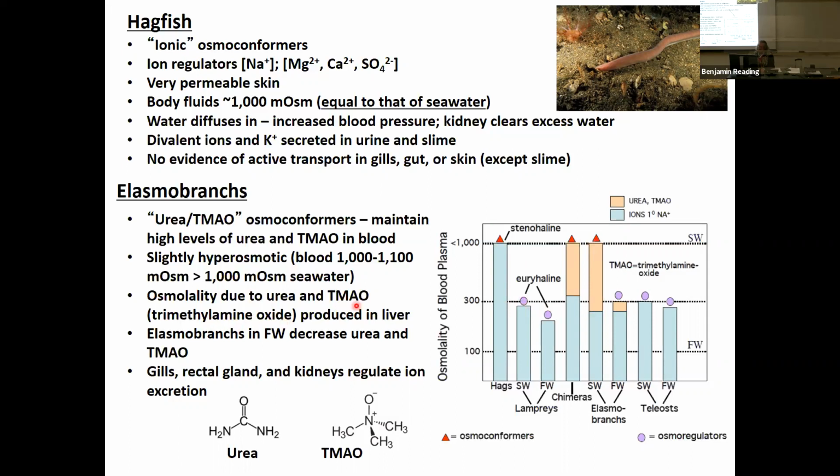Now, this TMAO is trimethylamine oxide. It's produced in the liver. And the elasmobranchs then produce urea as a breakdown product of nitrogen metabolism, so breakdown of proteins.